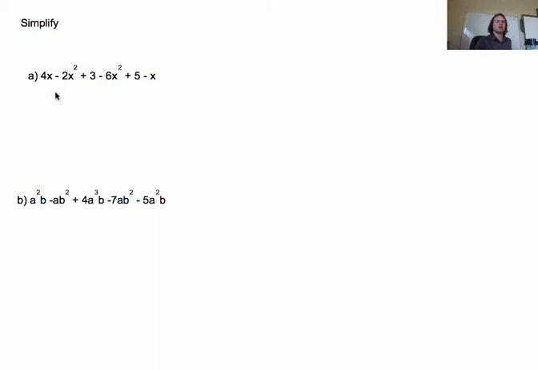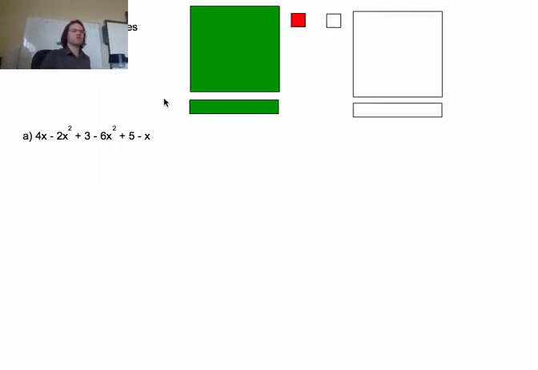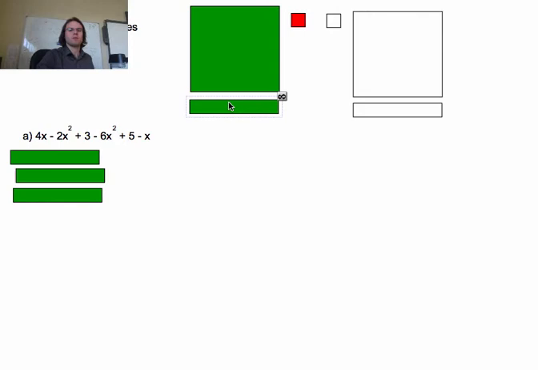This first one says 4x minus 2x squared plus 3 minus 6x squared plus 5 subtract x. And I want to simplify that. So I'm going to use, for that first one, my algebra tiles to help me out. I'll look at this. We have 4x. So I'm going to put in here 4 x's: 1, 2, 3, and then we have 4.